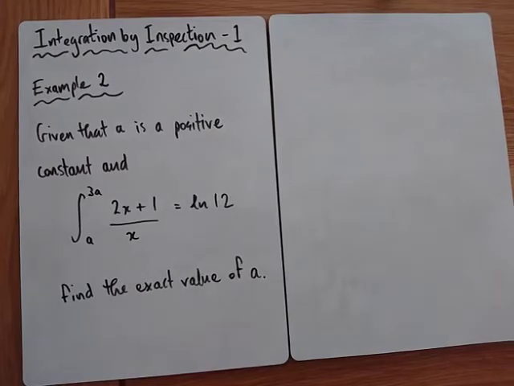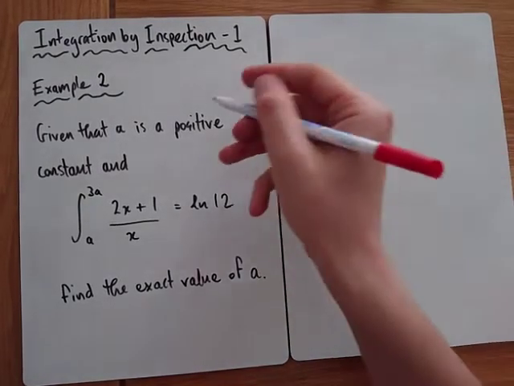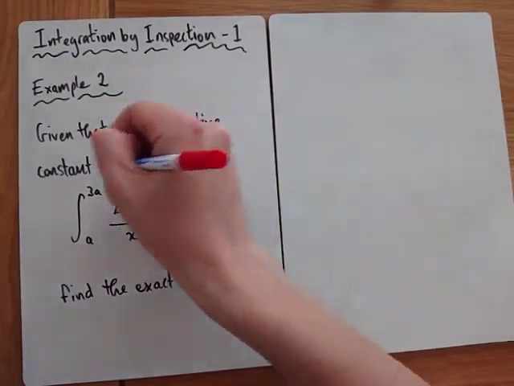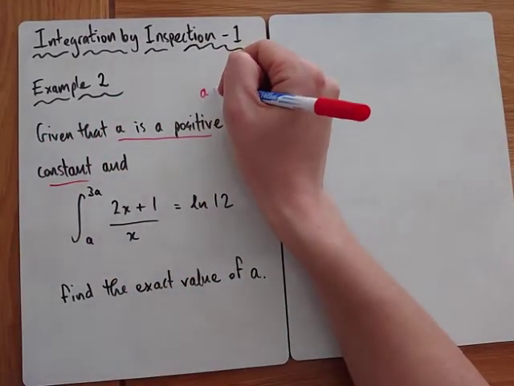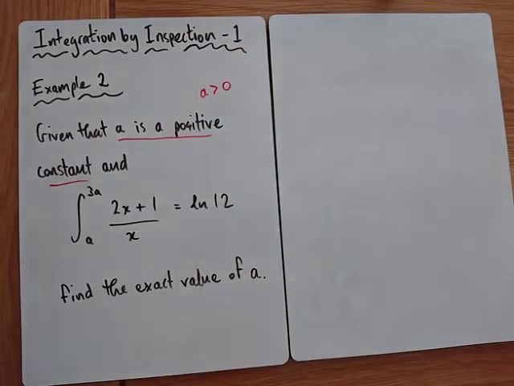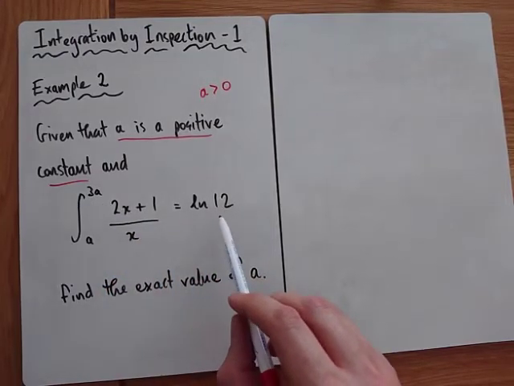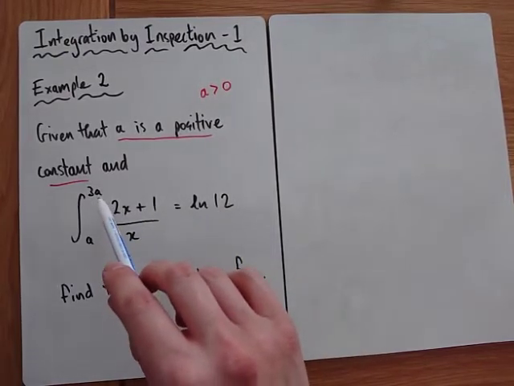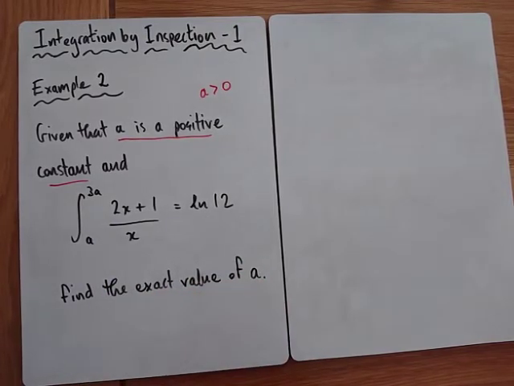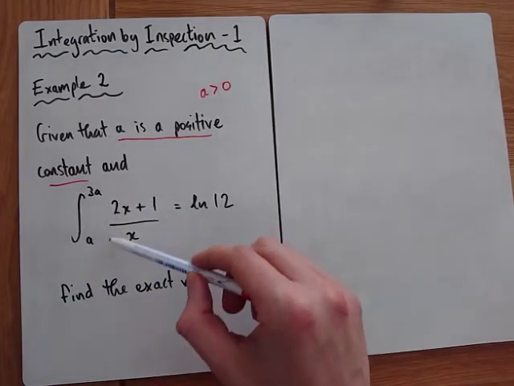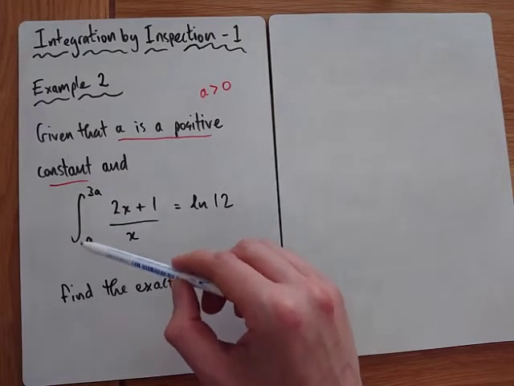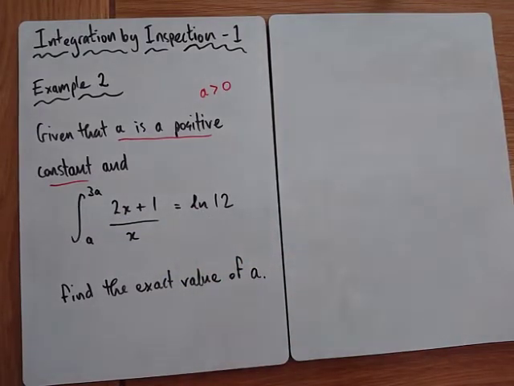Example 2. Given that a is a positive constant, that might be important. We know a is greater than 0. And we've got this integral with limits. We're given an answer, which is quite a common exam style question. They might give you the answer and ask you to find another variable within your working out. So we know that this function here, if we integrate it between a and 3a, the answer would be ln 12. And we're being asked to find the value of a.